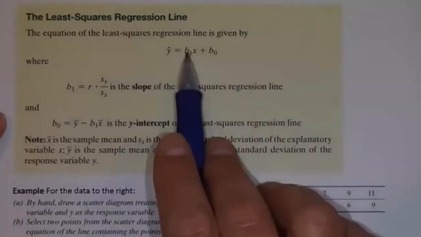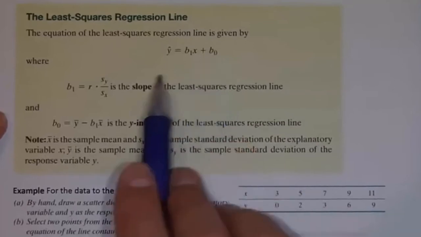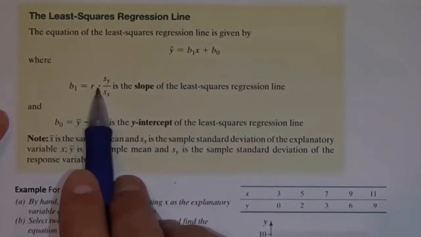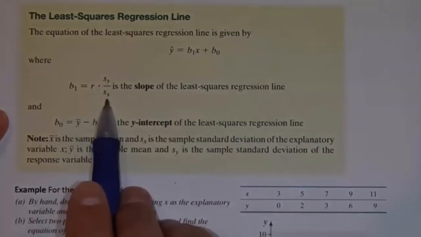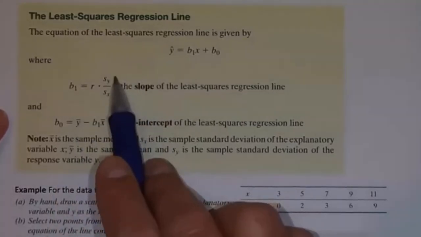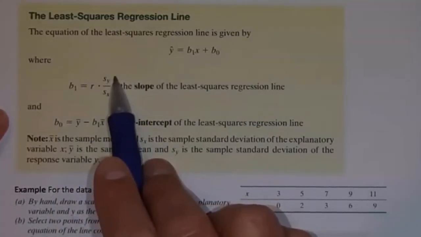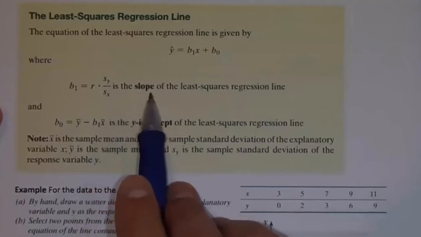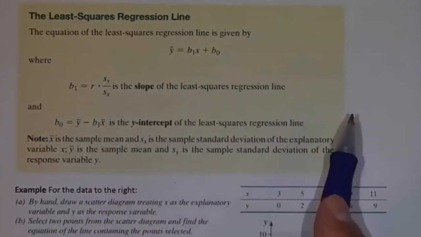Now, how do we go about finding the slope and the y-intercept? Well, the slope is going to equal r times s sub y over s sub x, where r is the correlation coefficient, s sub y is the standard deviation of the y variable, and s sub x is the standard deviation of the x variable. So that's the slope of the least squares regression line.